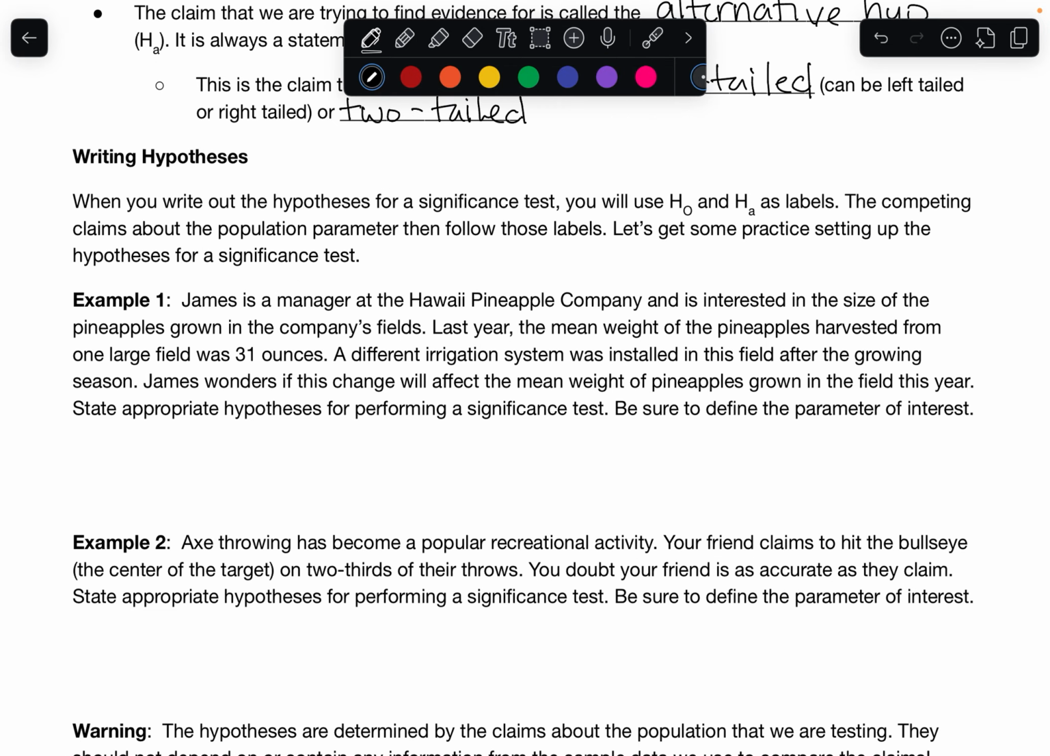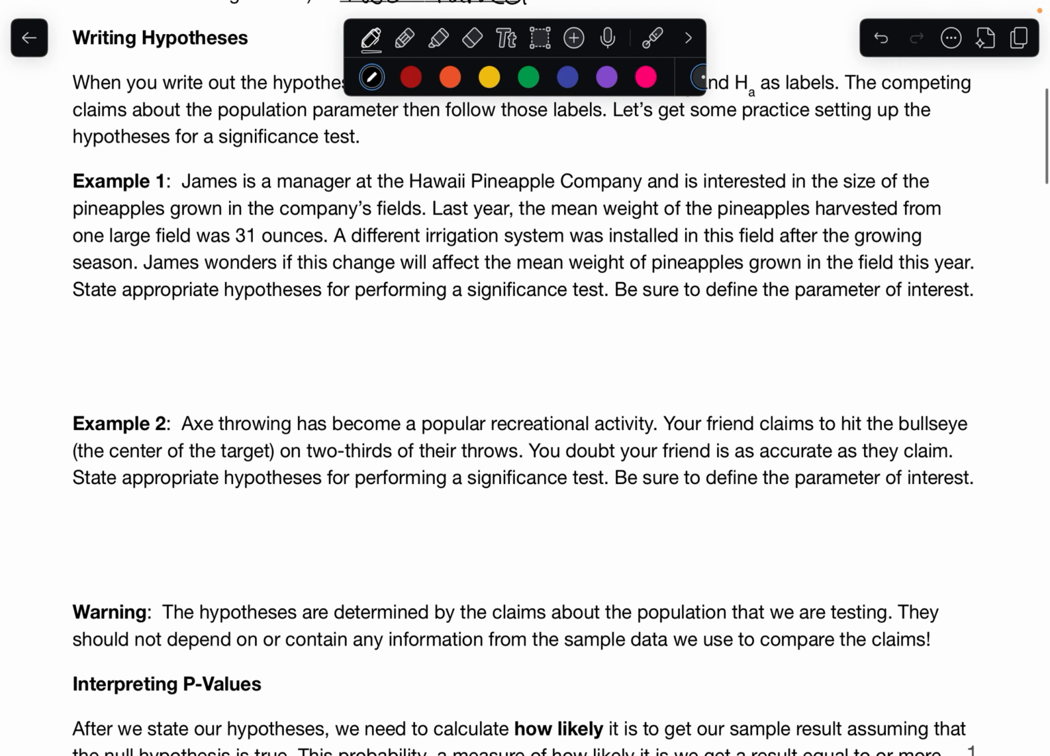So when you write out hypotheses for a significance test, those symbols, H0 and HA, are labels. The competing claims about the population parameter then follow those statements of equality and inequality. You should never have H0 equals or HA equals. Let's go ahead and do 2 examples so we can see what that looks like.